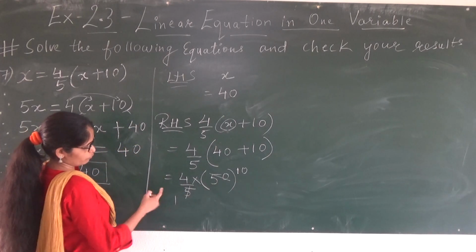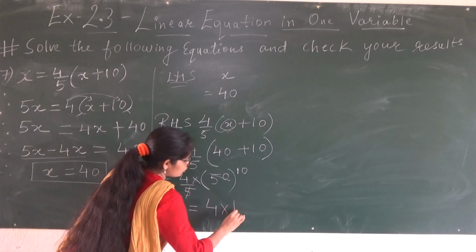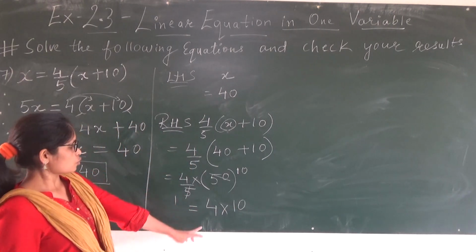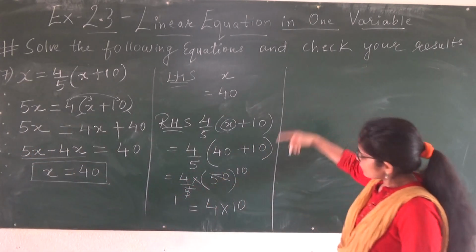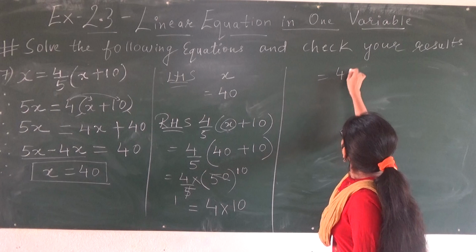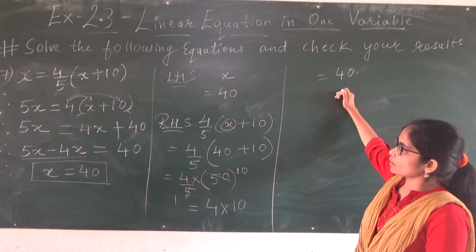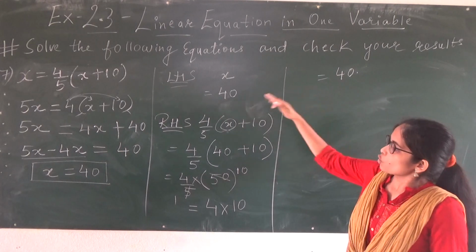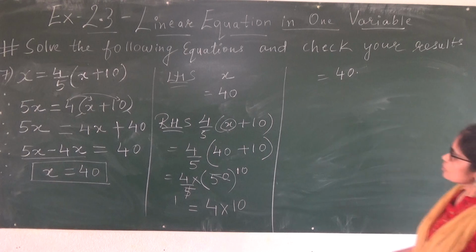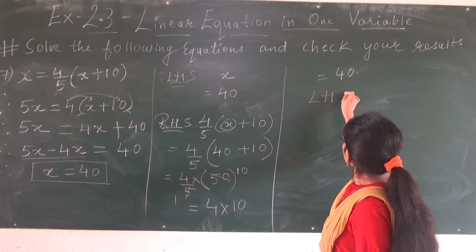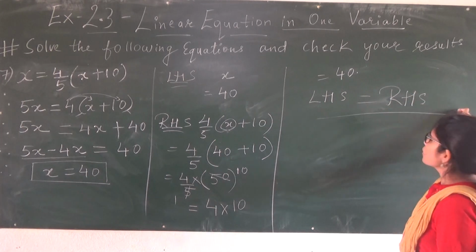Denominator is 1. So 1 if we don't write then also it is correct. So 4 into 10. This is left. So 4 tens are will give you 40. 4 tens are we will get 40. So LHS also 40. RHS also 40. Both are same. So our answer is correct and this way we have checked the result. At the end write down LHS equal to RHS.